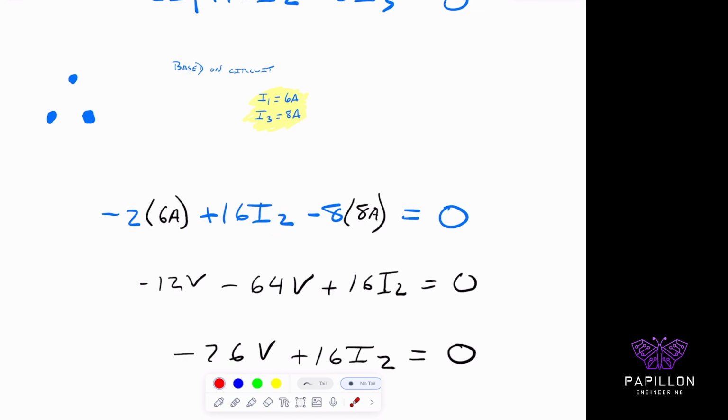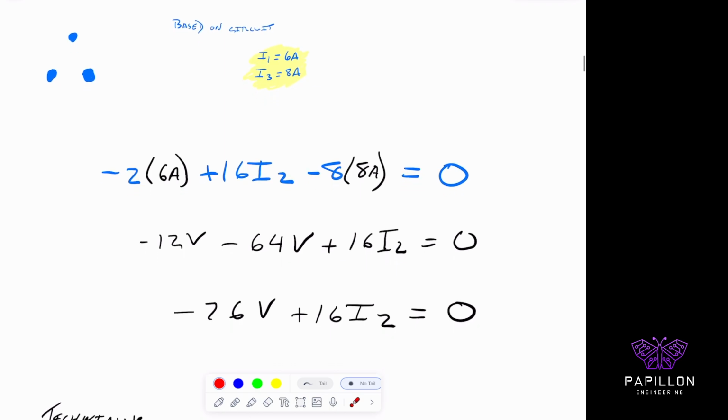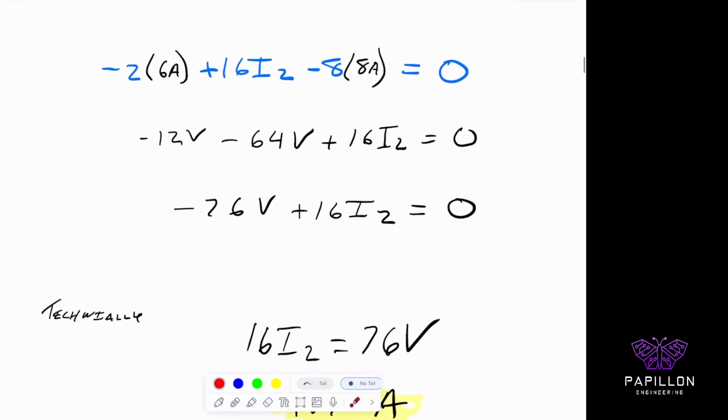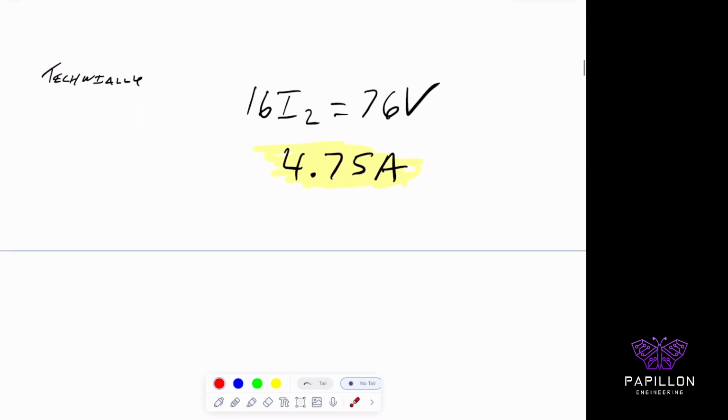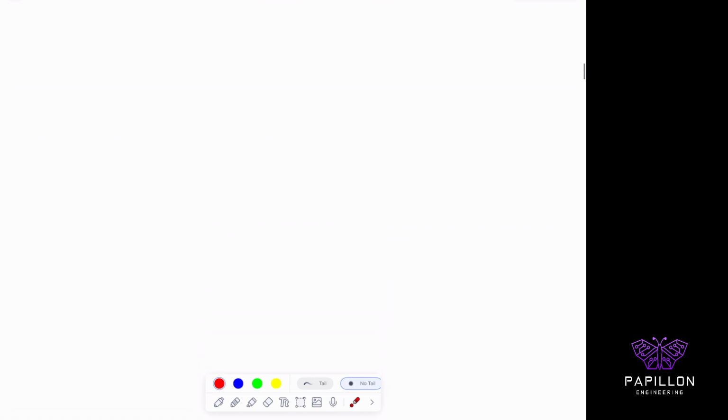Once you have the I2 value, hopefully it's just plug and play, right? With a little bit of algebra, we'll get I2 to be 4.75 amps. So hopefully that wasn't so bad. It's not as bad as it seems, because again, some of the information is already given to you.